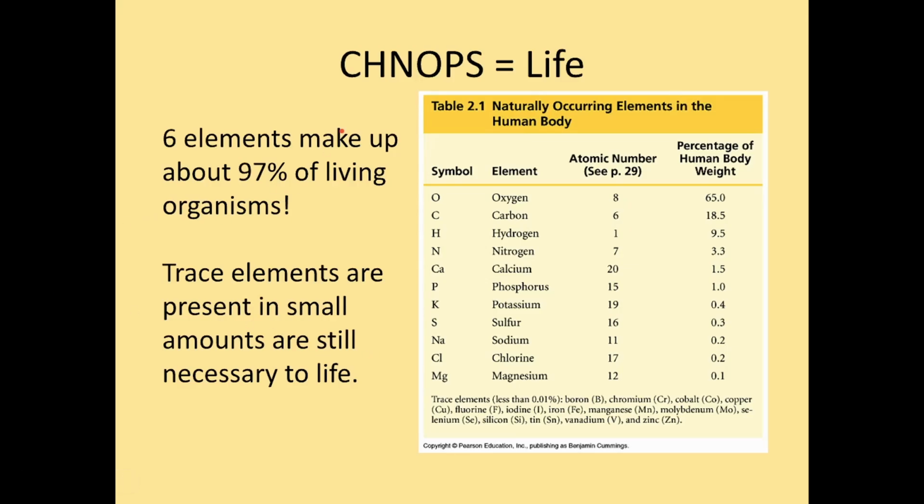So 6 elements make up about 97% of living organisms, which means that you are about 97% these 6 elements: carbon, hydrogen, nitrogen, oxygen, phosphorus, and sulfur.